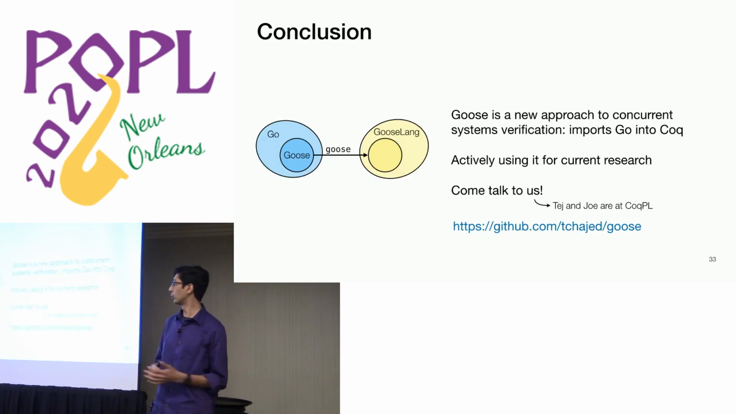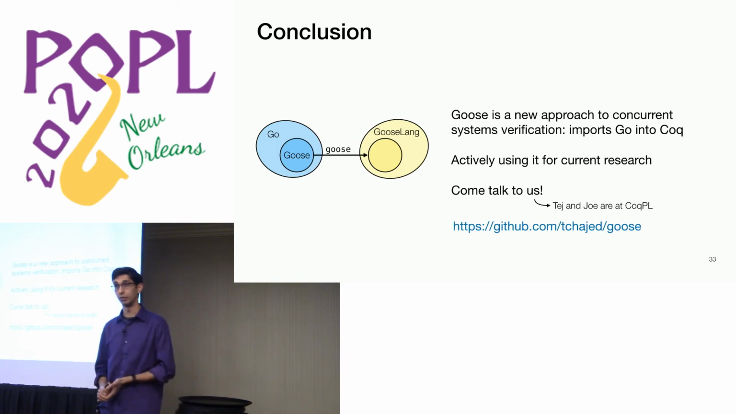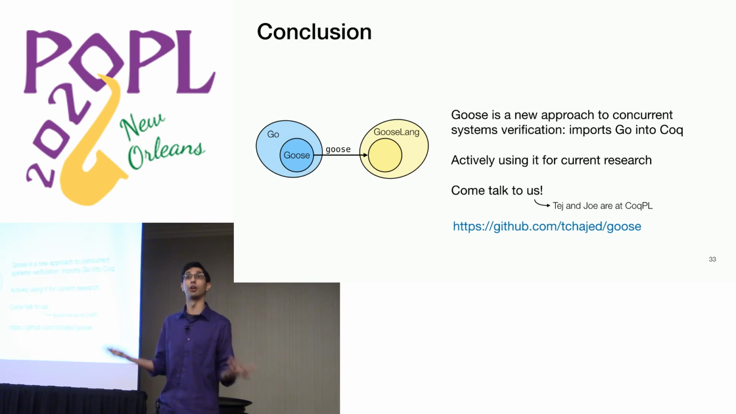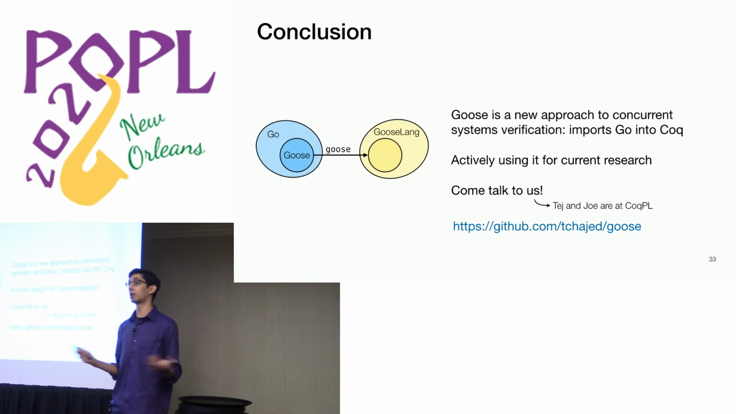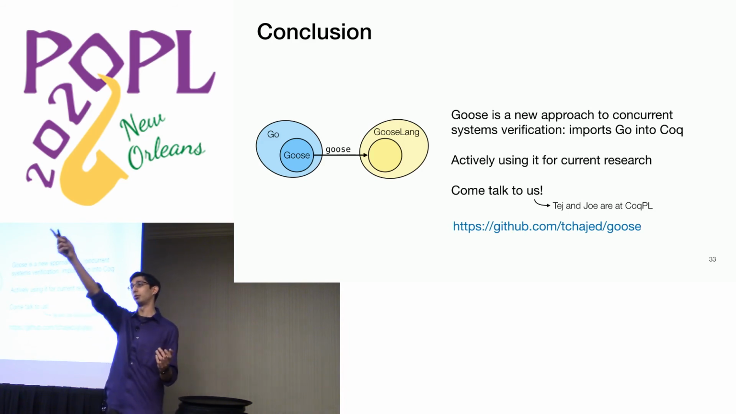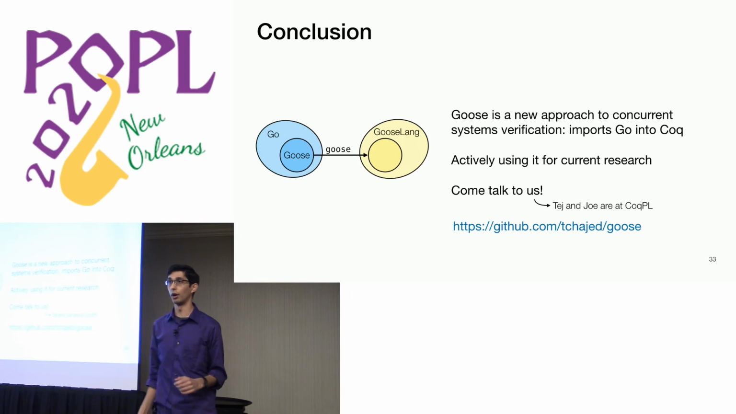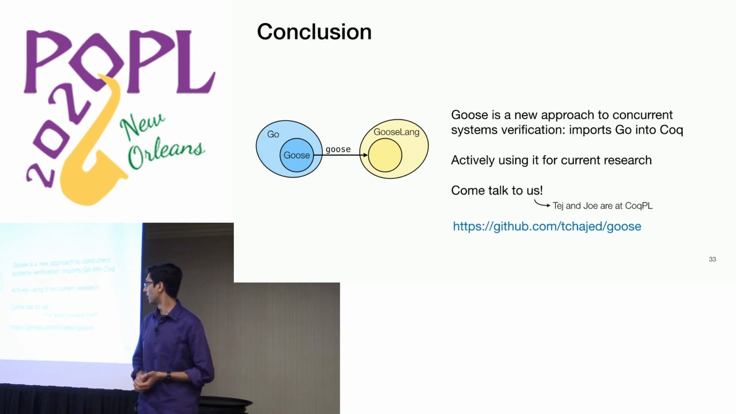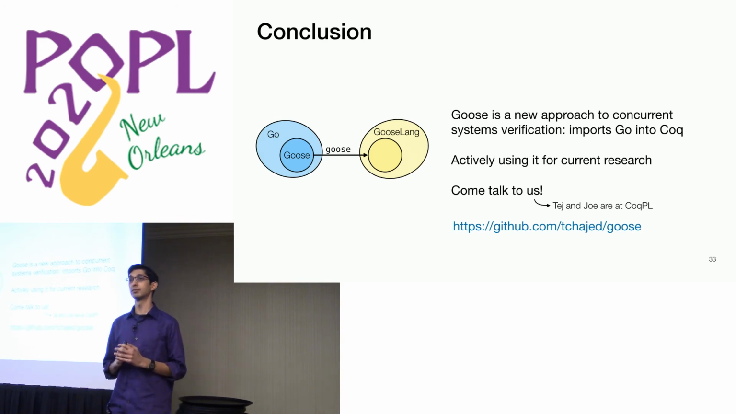So to conclude, Goose is a new approach to do concurrent systems verification, where we import Go into a more general model inside Coq. We're actively using it for much of our current verification research. And come talk to us. Joe, who's sitting in the back, as well as myself, are at POPL. The code is open source. Feel free to check it out, run it on some Goose programs. And with that, I'm happy to take questions. Thank you.